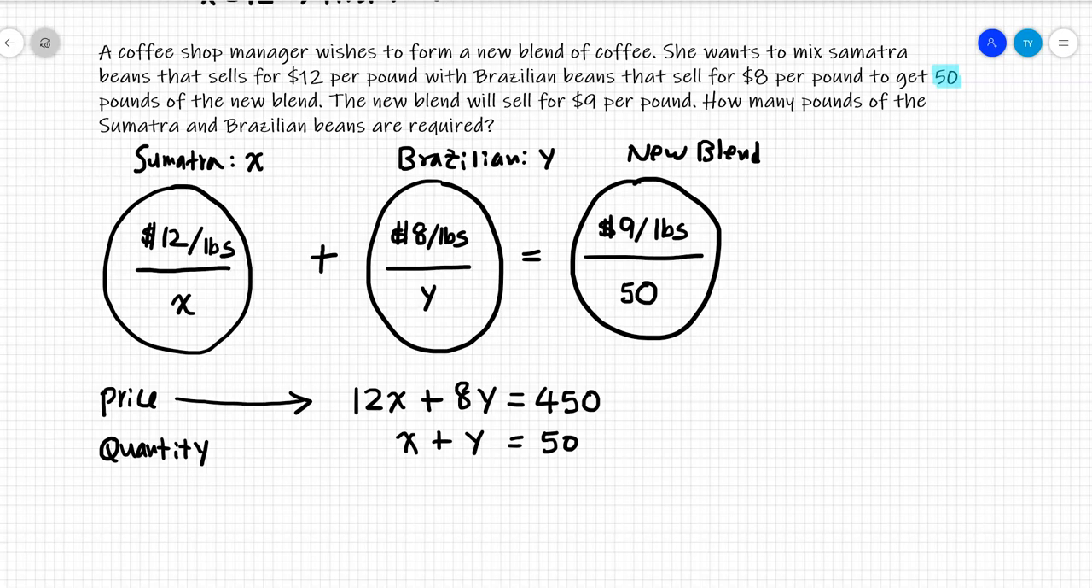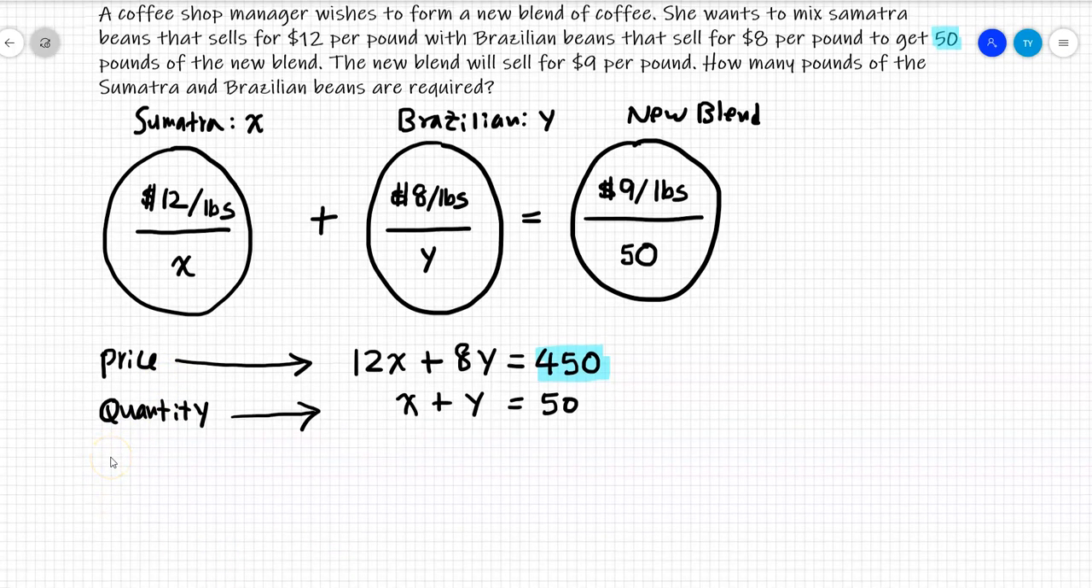Now you have to be careful on this guy here, because how do you get 450? Well, if you're going to make 50 pounds and you're going to sell it for $9 per pound, then it's going to be $450 there. So that's what the price is. Quantity, we're just going to have to add, right? Because we don't know what the quantity is for Sumatra and Brazilian, but they have to be added up to 50. So that's what the equation is.